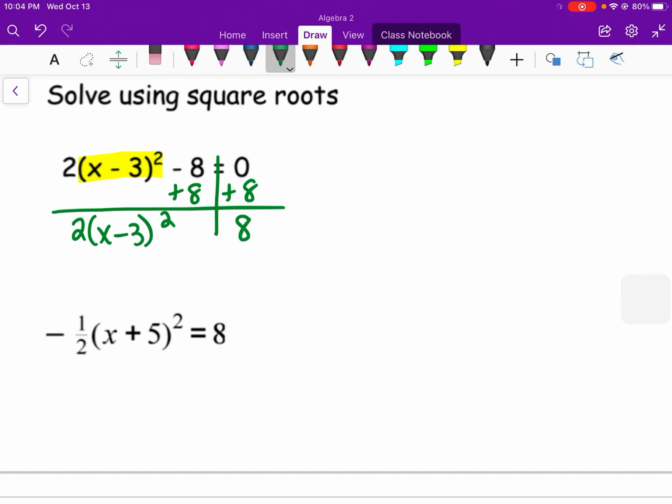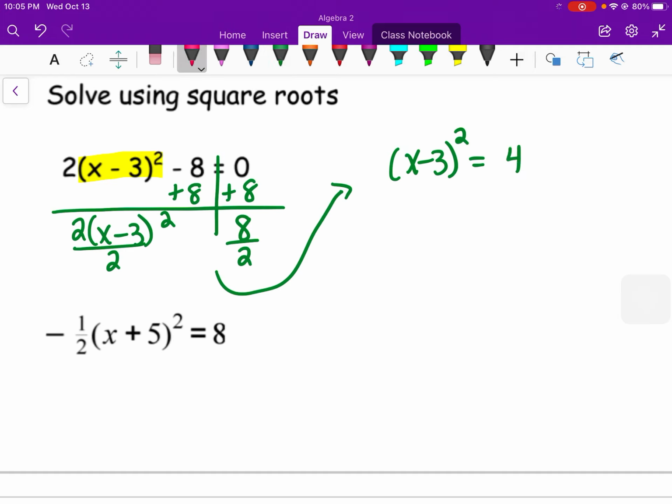And then you cannot distribute into a parenthesis that has an exponent. So I can't distribute into this parenthesis at all. So this times 2 in front, I need to get rid of by dividing by 2. And I'm going to rewrite this up here. So I'm going to be left with x minus 3 squared, and then 8 divided by 2 is 4.